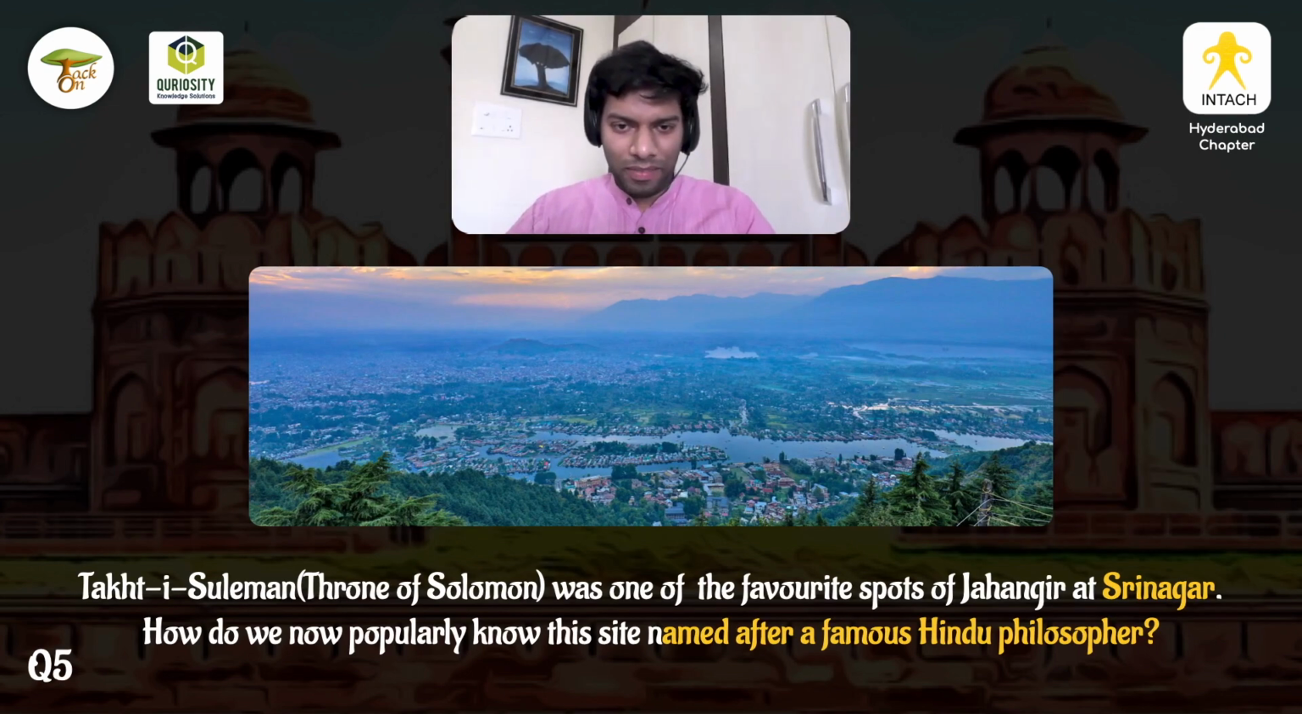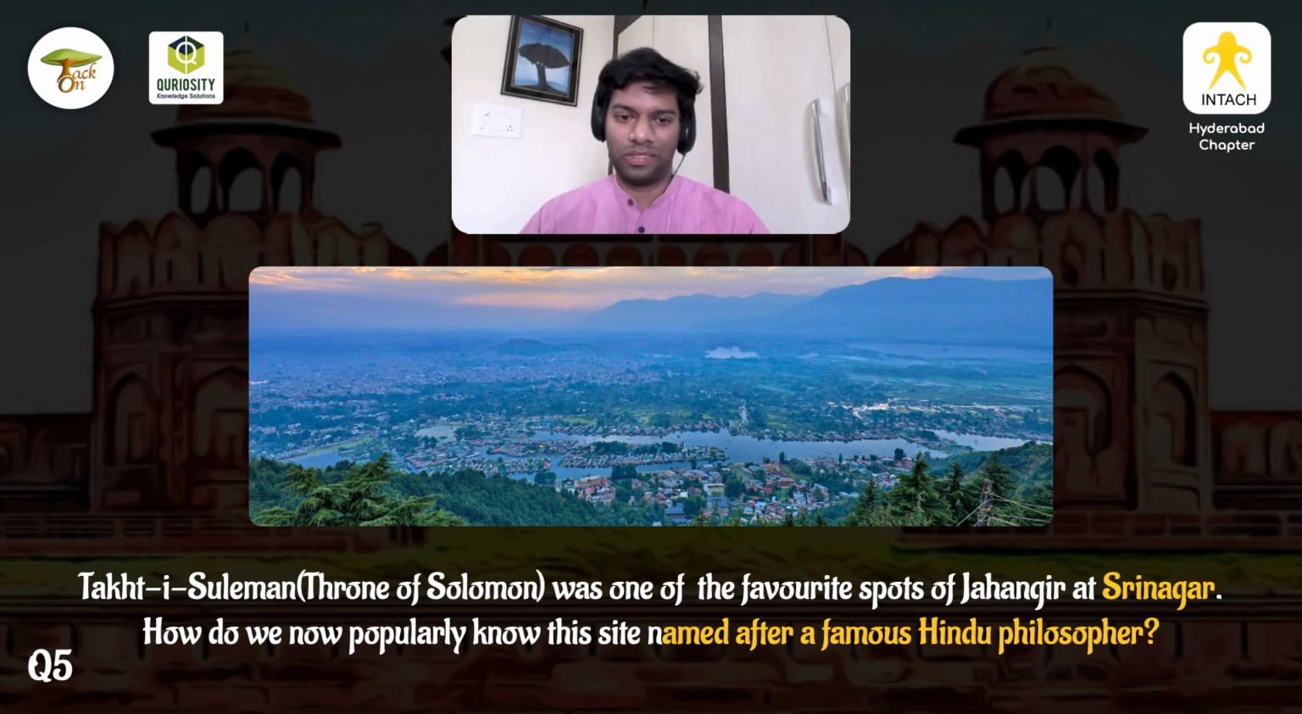Question number 5. In this picture, you can see a view of a city taken from a hilltop. So we are talking about a hilltop, which is also known as Takht-e-Suleiman. That means the throne of Solomon. This was one of the favorite spots of Jahangir at Srinagar. So now the question is, how do we now popularly know this site named after a famous Hindu philosopher?